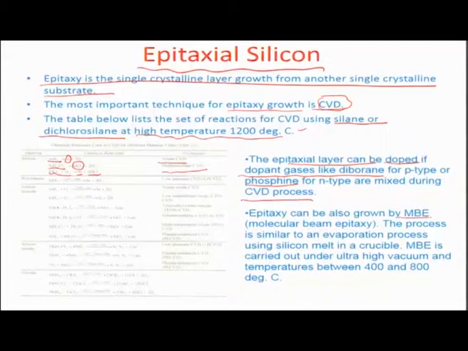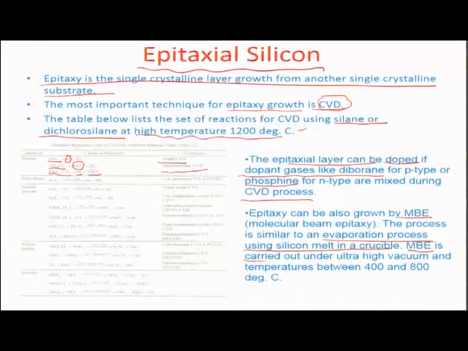I already mentioned the molecular beam epitaxy. The process is similar to an evaporation process using a silicon melt in a crucible, where the entire beam which comes out is made of these silicon moieties, and typically the MBE is a limited process because of the fact that a high vacuum column would be needed to guide the beam which is being formulated, and that severely limits the substrate sizes etcetera.